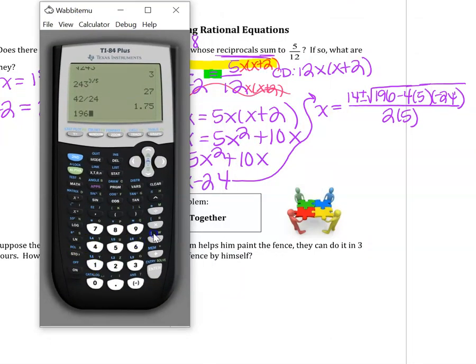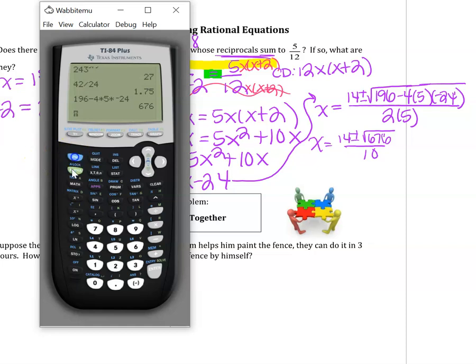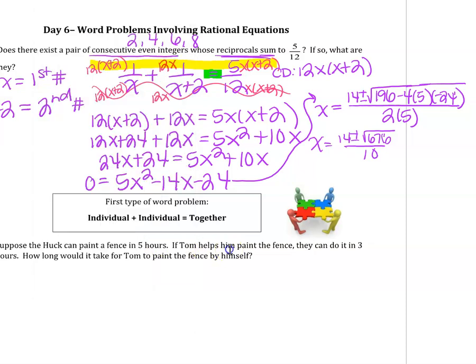All right, so let's clean up the discriminant. That's the stuff under the radical. So 196 minus 4 times 5 times negative 24. And I get 676. All right, let's check. Is 676 a perfect square? Second, square root. Go up and grab that. And look at that, 26. So this works out pretty nicely. x is equal to 14 plus or minus 26 divided by 10.